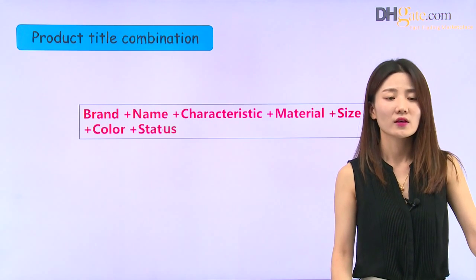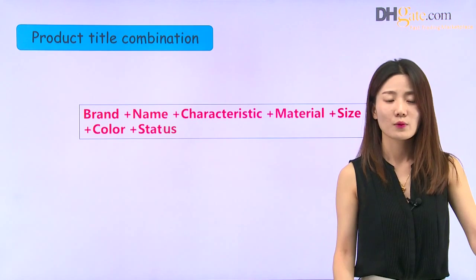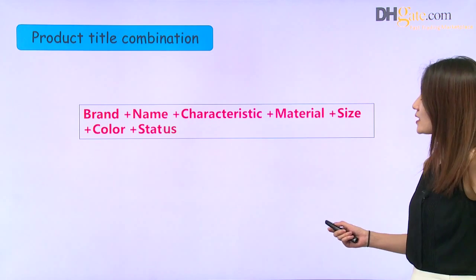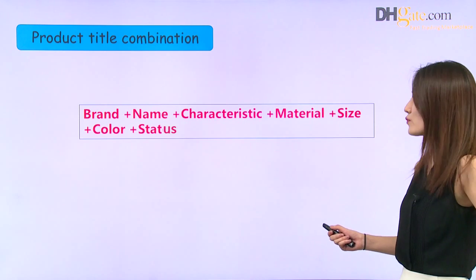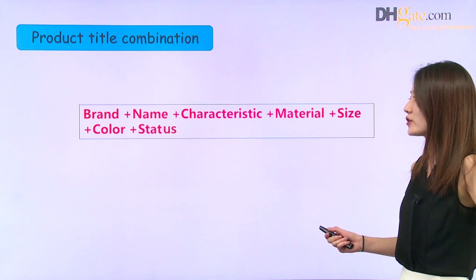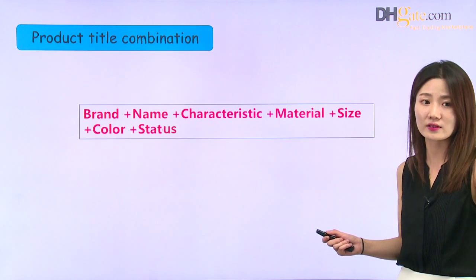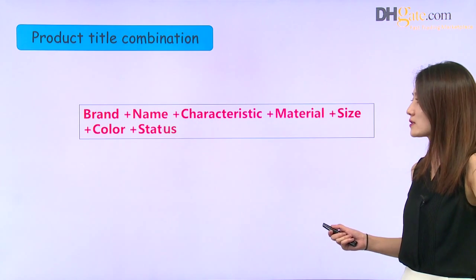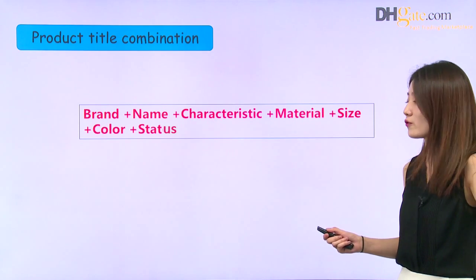So we can use a combination to form a product title: brand plus name plus characteristic plus material, size, color, and status. Brand, if you do not have one, you can leave it out. And status means words like 2015 and new arrival.